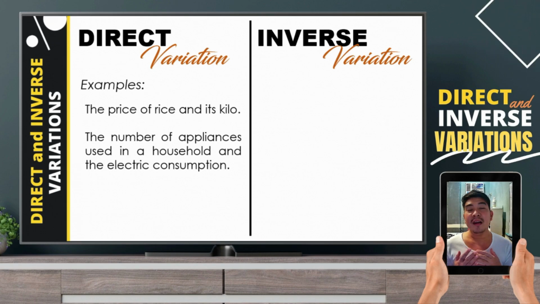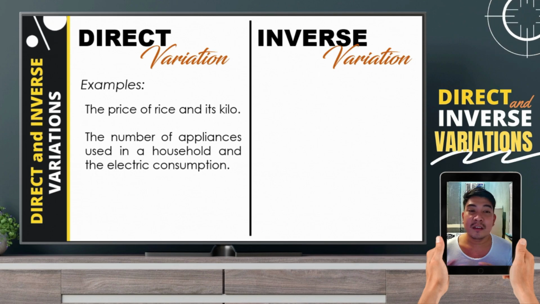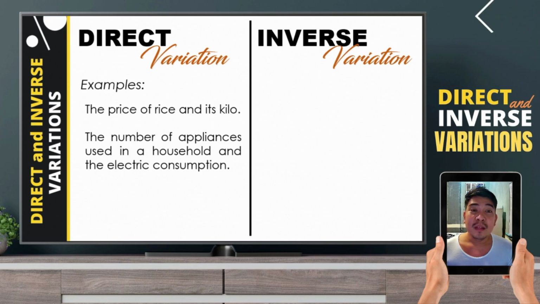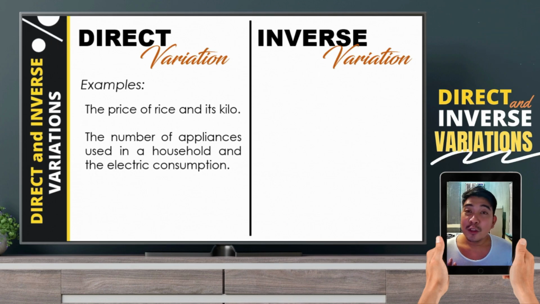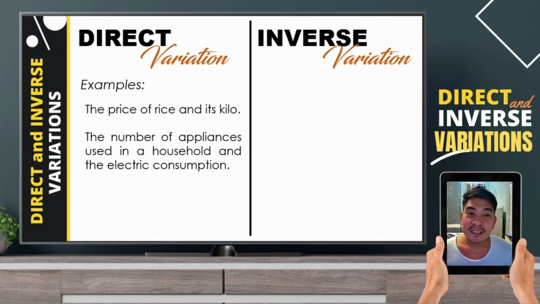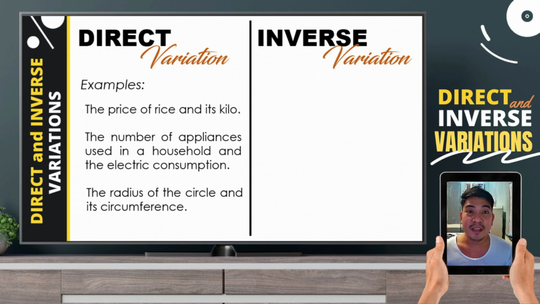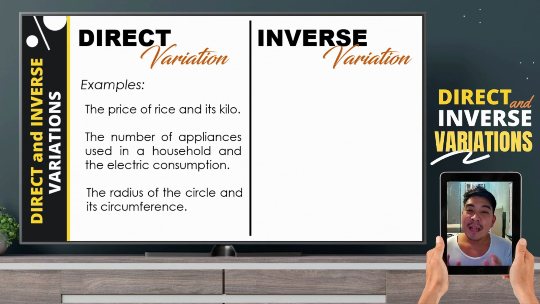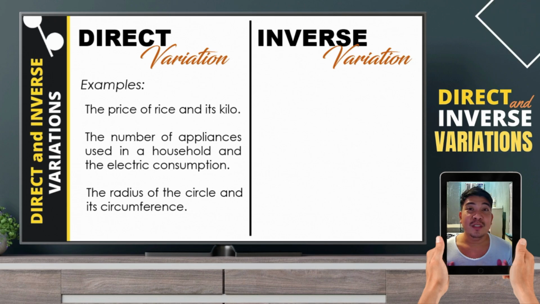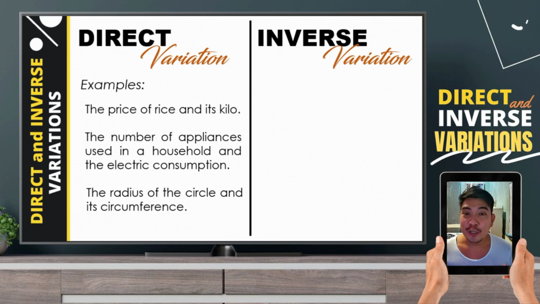And of course, kapag marami kang appliances na working in your household, for example, meron kang washing machine, meron kang refrigerator, etc., etc., siyempre, what will happen to the electric consumption? The more na mas marami ang electric appliances na nakasaksak at ginagamit, mas marami rin ang electric consumption. And that will also be true kapag konti yung appliances, mababa yung electric consumption. And the radius of the circle and the circumference. Of course, habang lumalaki yung circle, what will happen to the radius? It will also get larger.